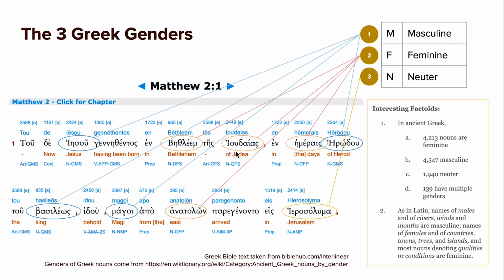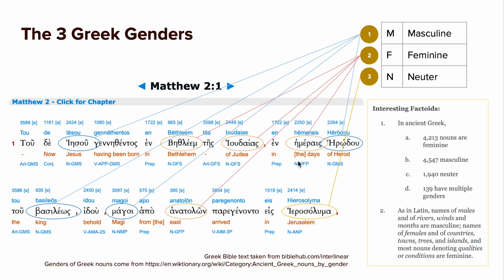They're both feminine. This one is of Judea. Bethlehem is a part of Judea, so this is the partitive genitive. When something's a part of something else or belongs to something else, then you would use the genitive. That's why this is genitive, feminine, singular.